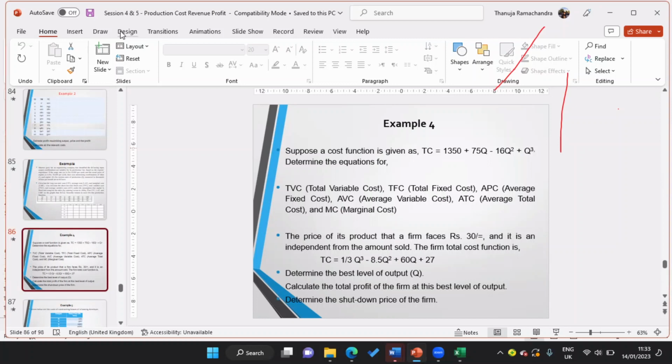Madam, for that TC, we have to use the first equation, no? Sorry? For the TC, it is this first equation. Yeah. Okay. We would appreciate it if you can share the Excel with us. We just need to try and see.